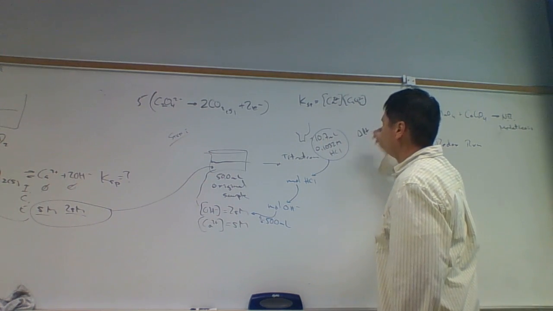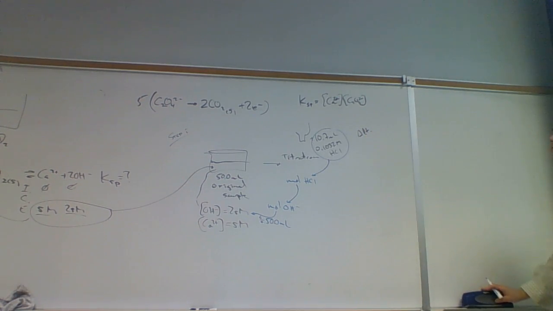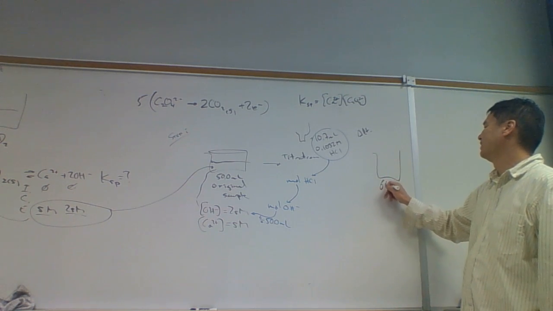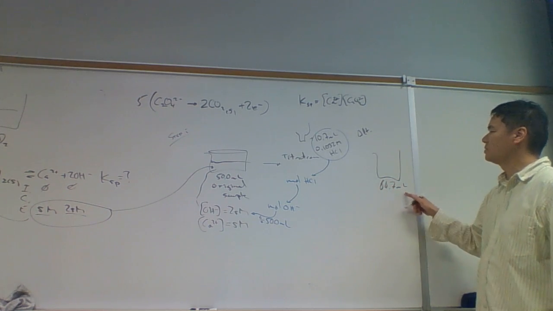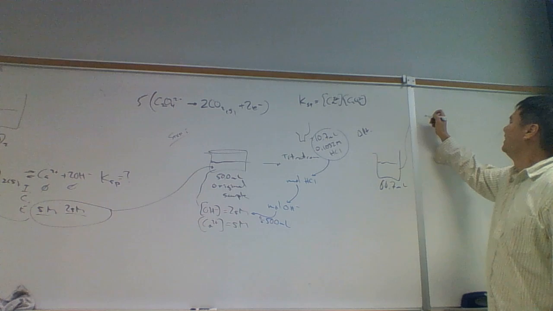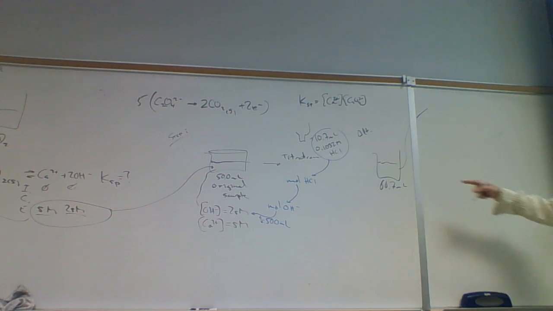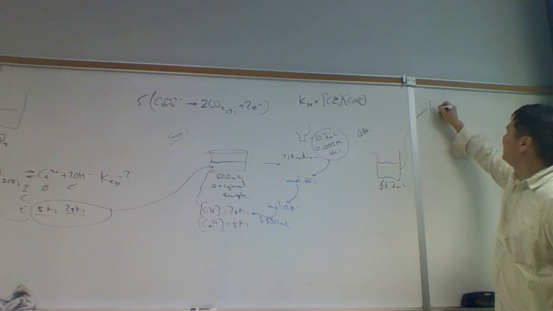Alternatively, we could do what you did. We could do a solution dilution. If we do a solution dilution, we're going to get 60.7 milliliters of total solution. And what we're going to have is the concentration of hydroxide here.